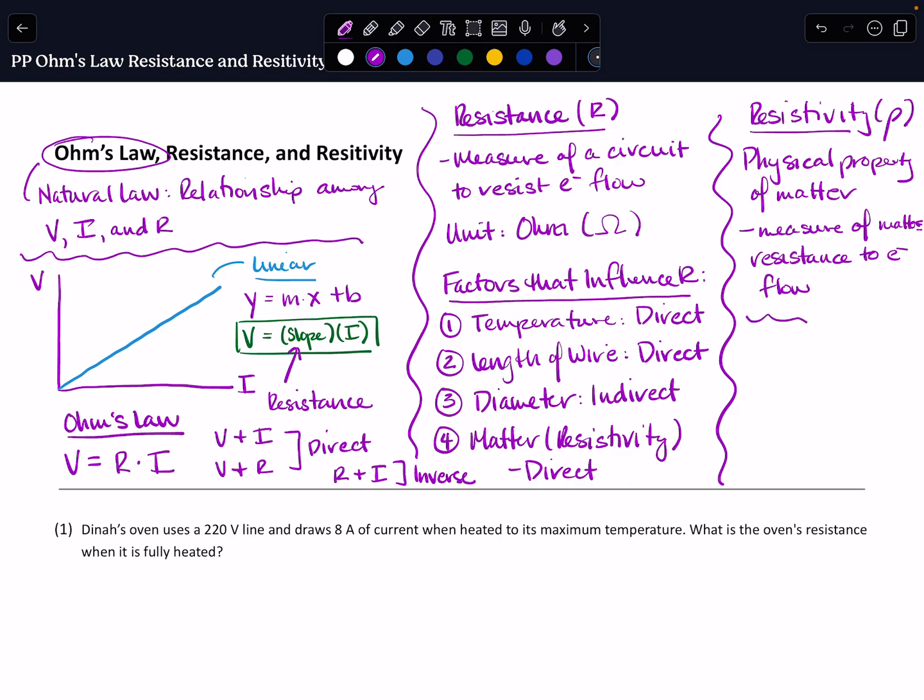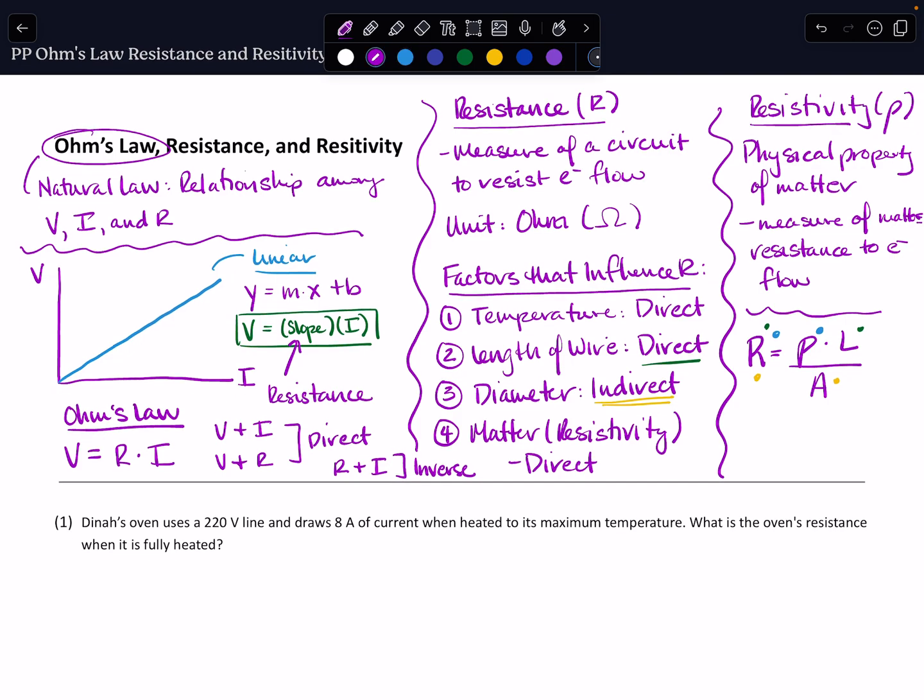We can calculate resistance if we know a couple things: the resistivity, the length of the wire, and the area of that particular wire. So you can see our relationships that we were discussing just a minute ago are all here. If you look at resistance and length, that is going to be a direct relationship. If you look at resistance and area, this is where our diameter piece comes in, that is an indirect relationship. And if you look at resistance and the resistivity, that is also going to be direct.